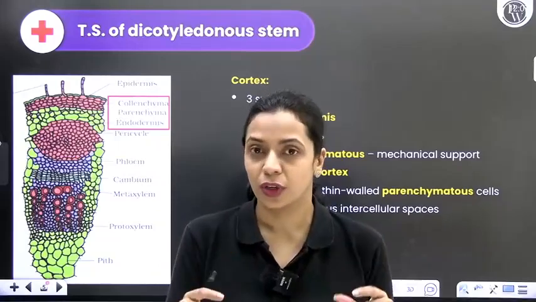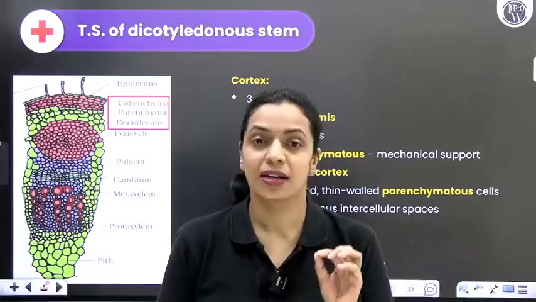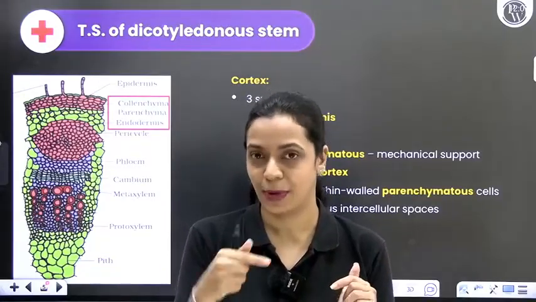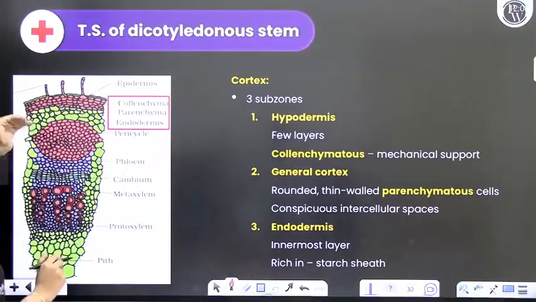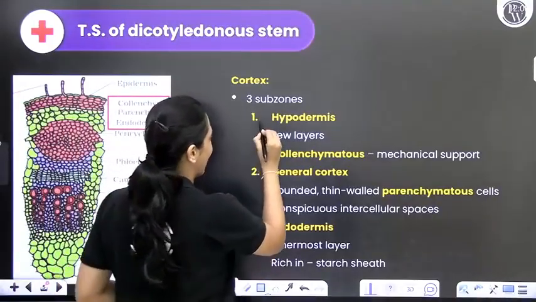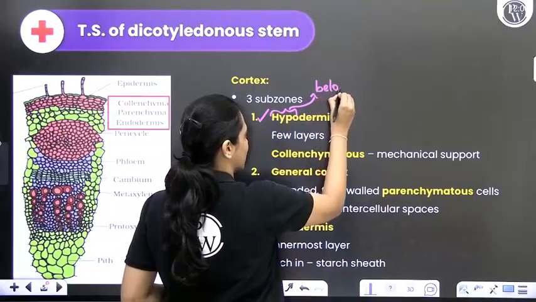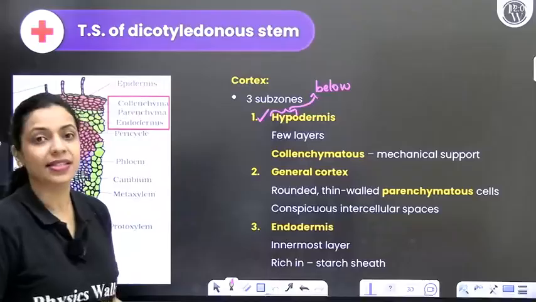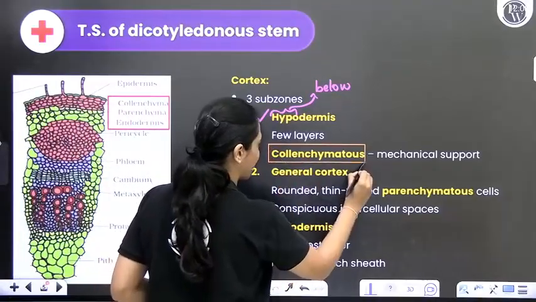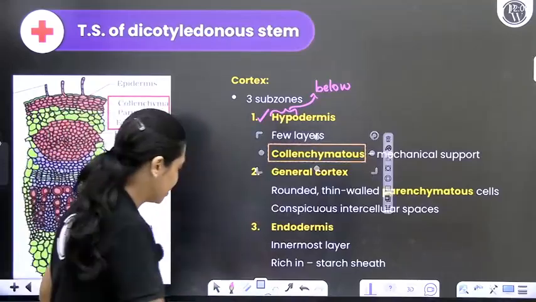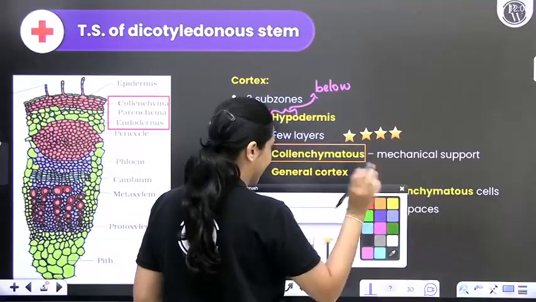The region of the cortex that lies immediately below the epidermis is called hypodermis. Remember what hypo means? Hypo means below. Epi means above, right? So the outermost layer is the epidermis. Right below the epidermis, you have a region called hypodermis. This hypodermis is composed of collenchyma. This collenchyma you will study only in dicot stem. Remember that. Nowhere else will you learn about collenchyma.